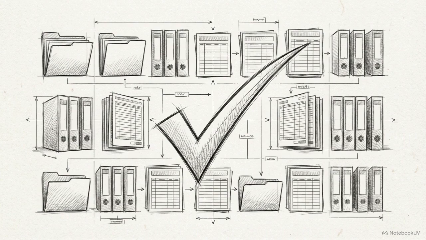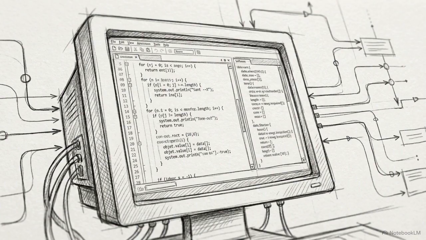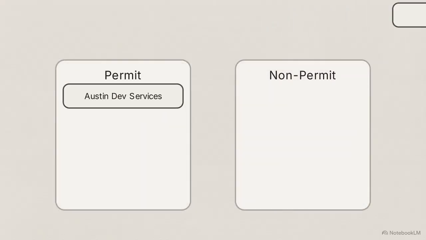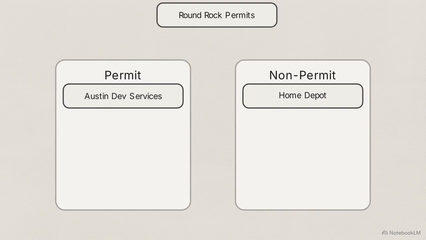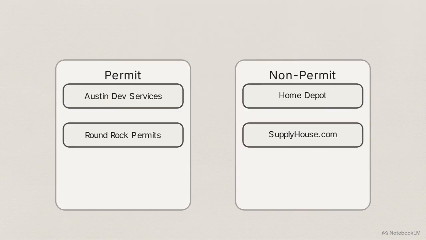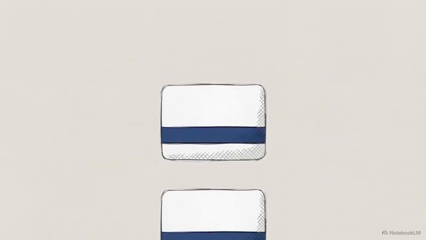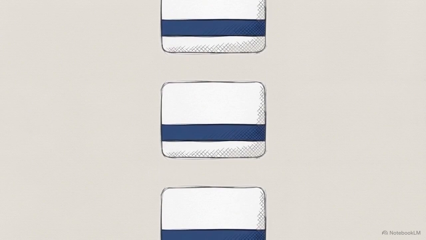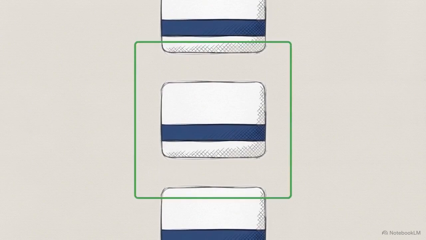without human intervention. With the foundation set, we use a permit classifier script to teach the AI how to identify a permit purchase within a stream of raw transaction text. We feed the system historical bank data. Claude reviews strings like Austin Dev Services to separate permit from non-permit categories.